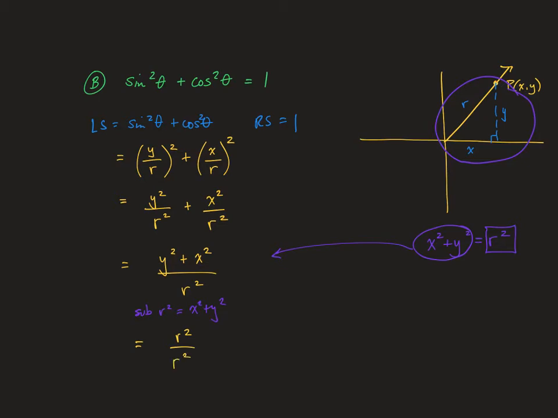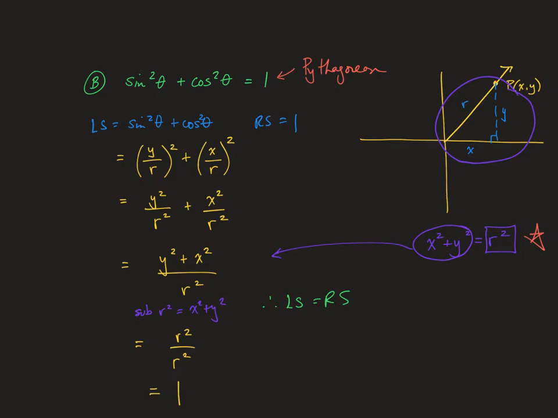Well, now that I subbed in, I can simplify that, and r squared divided by r squared is always equal to 1. And now that I made my left side look like my right side, I have now proven that identity. And so, I know that sine squared of any angle plus cos squared of any angle, as long as those angles are the same, has to always equal 1. And maybe you can see why the name of that identity is the Pythagorean identity.